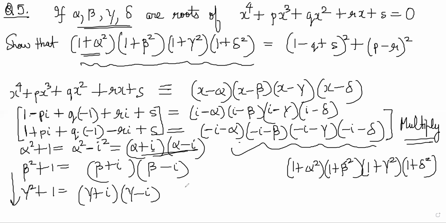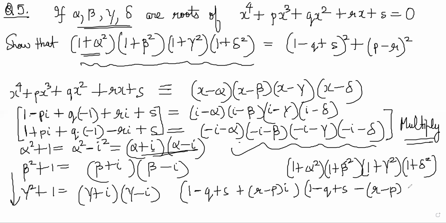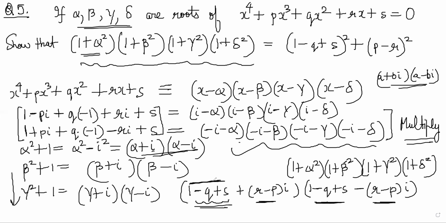What is this side? It is actually (1 minus q plus s plus r minus p i) multiplied by (1 minus q plus s minus r plus p i). So minus of r minus p i, right? So this is your first term, which is the real part, and this is the imaginary part, the same real part and then minus. So it is just going to be basically (a plus bi) into (a minus bi), which is a square plus b square. So that's why the answer is this square plus this square.